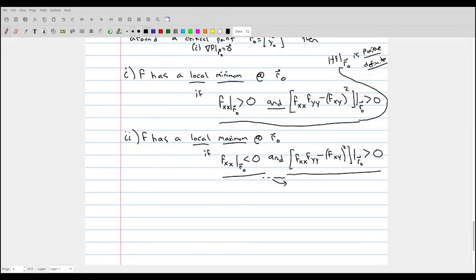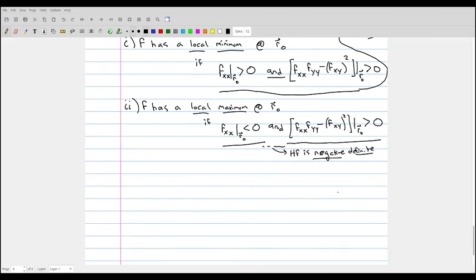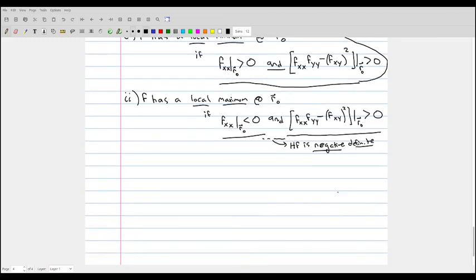So these two conditions give us that the Hessian matrix HF is negative definite, which is analogous to saying that the second derivative of the function is negative at the point. So if it's a critical point, then the critical point must be a local maximum.